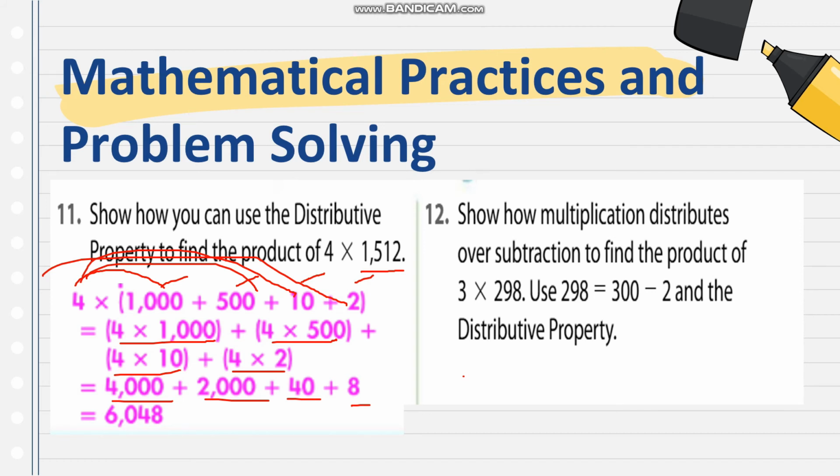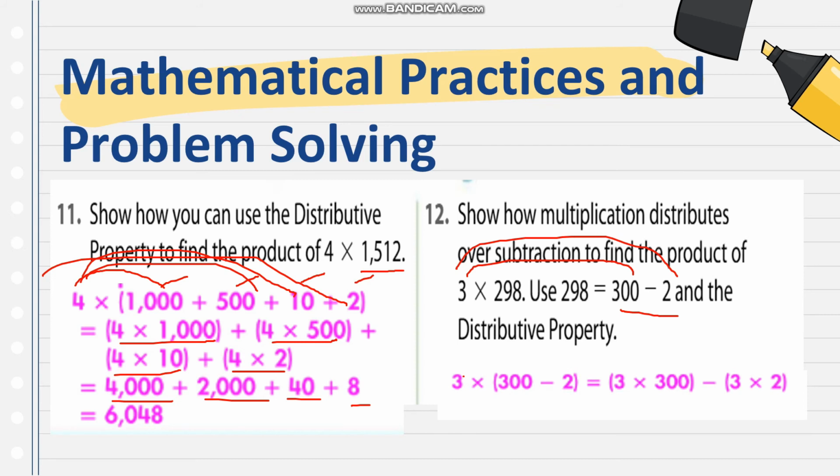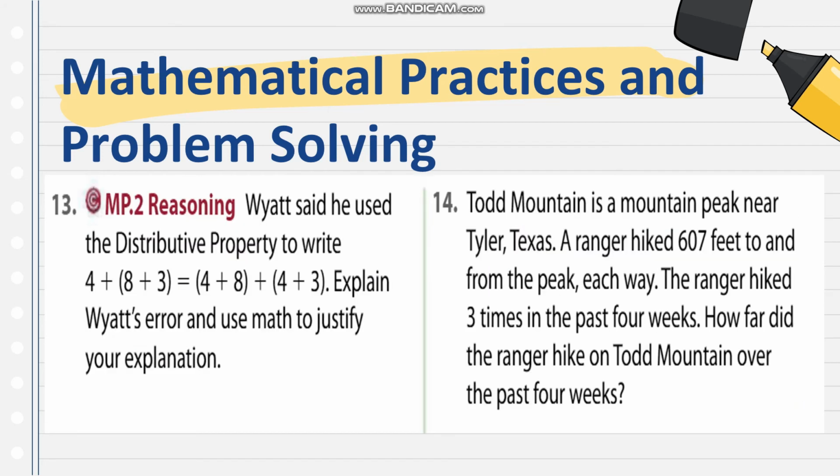Show how multiplication distributes over subtraction to find the product of 3 multiplied by 298. So you can use 298 is equivalent to 300 minus 2 and the distributive property. So what we are going to do is simply multiply 3 multiplied by 300 and 3 multiplied by 2, then subtract. So the answer is 3 multiplied by 300 minus 2 is equivalent to 3 multiplied by 300 minus 3 multiplied by 2. Number 13.